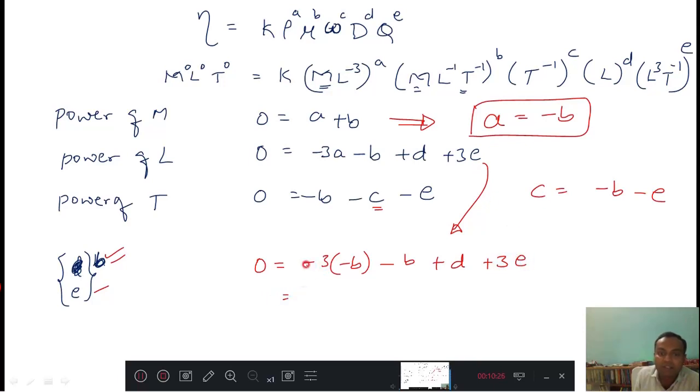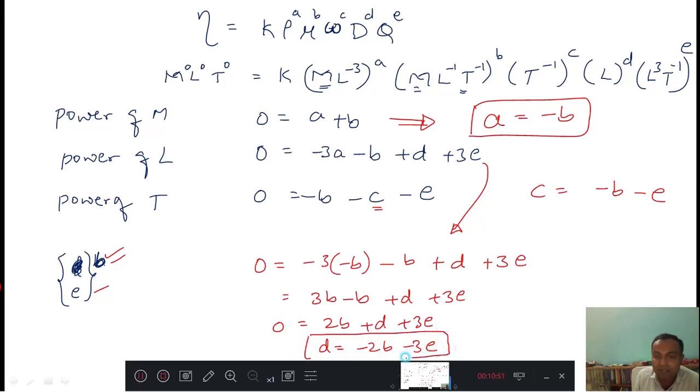Now what is this? Minus 3B minus B plus D plus 3E. Then 3B minus B is 2B plus D plus 3E. Then I can say that D is equal to minus 2B minus 3E. This is your D formula.